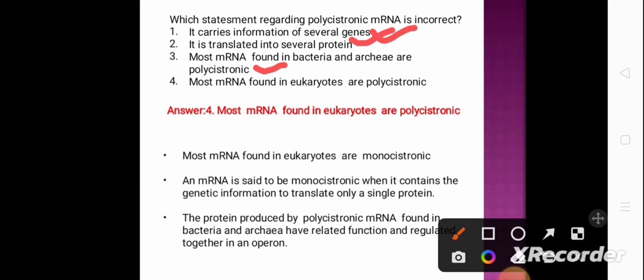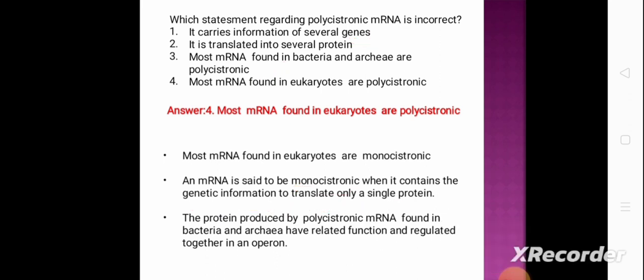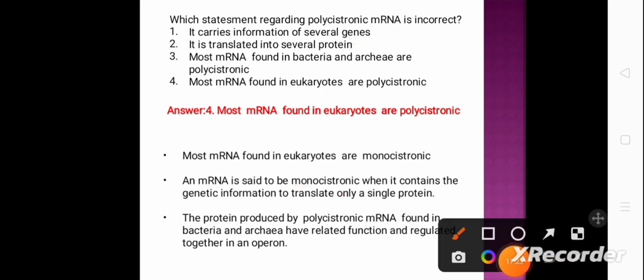Whereas most mRNA found in eukaryotes are monocistronic. An mRNA is said to be monocistronic when it contains genetic information to translate only a single protein. Whereas the proteins produced by polycistronic mRNA found in bacteria and archaea have related functions regulated together in one operon.